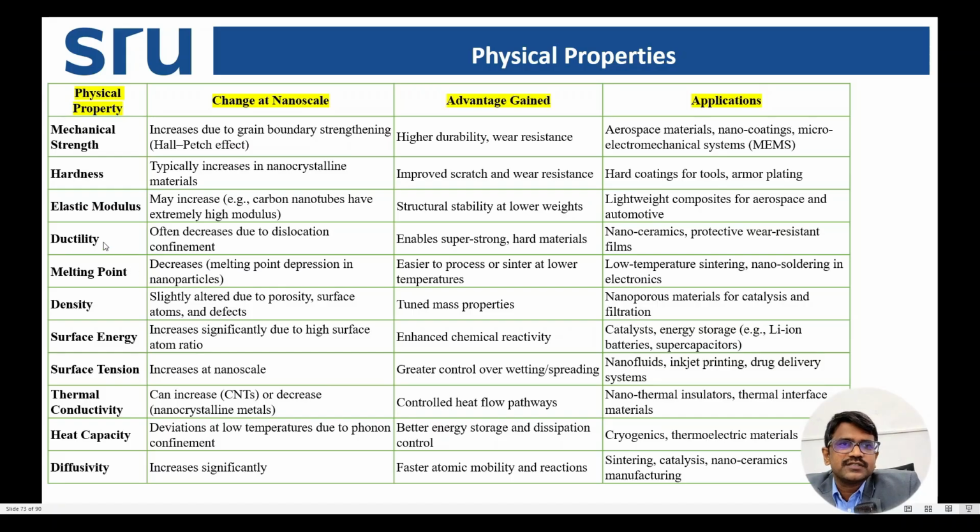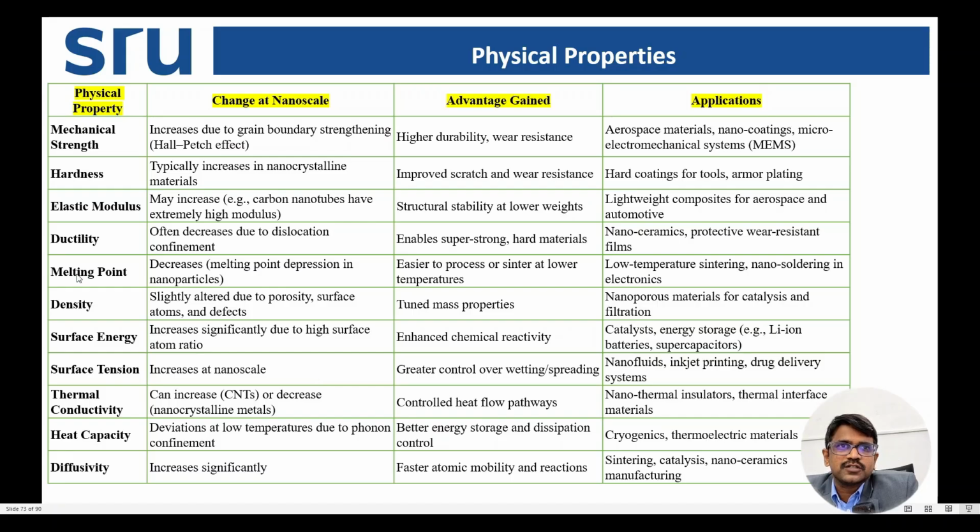And also here you can see ductility often decreases due to dislocation confinement, which enables super strong and hard materials. So where can we apply this? In nanoceramics, protective wear resistant films, I think like in mobile screen guards. So it provides super strong and very hard materials, hard yet super sensitive.